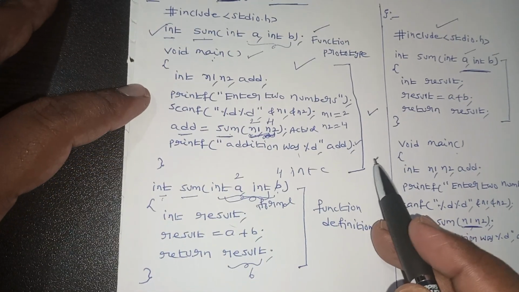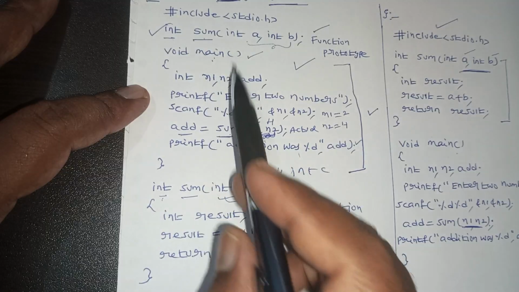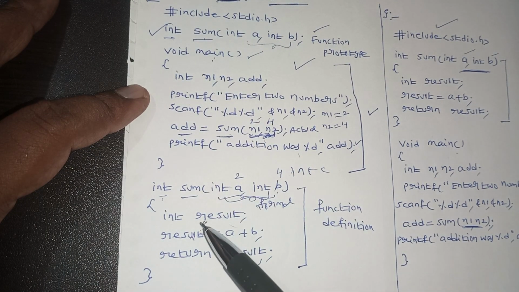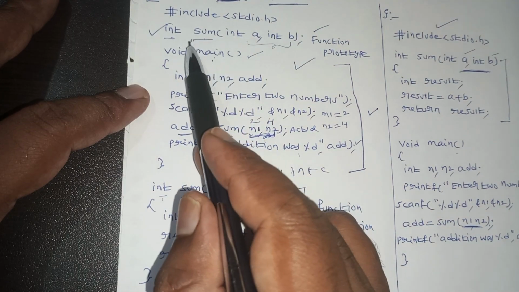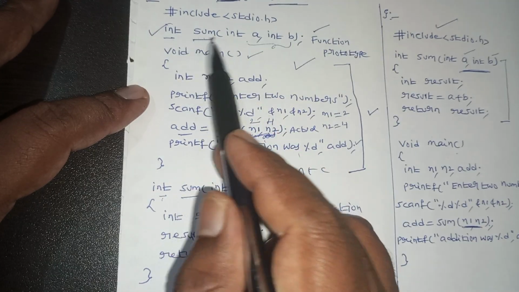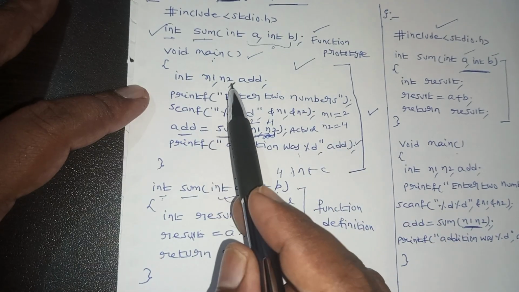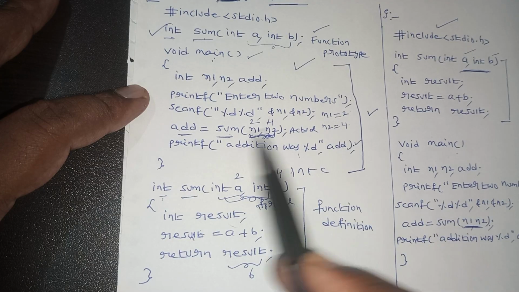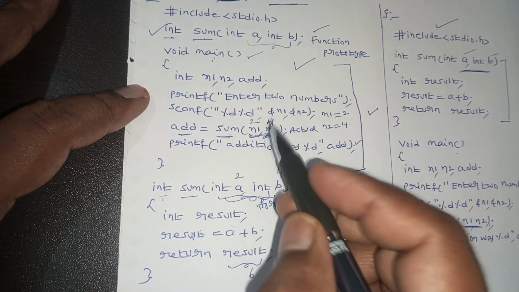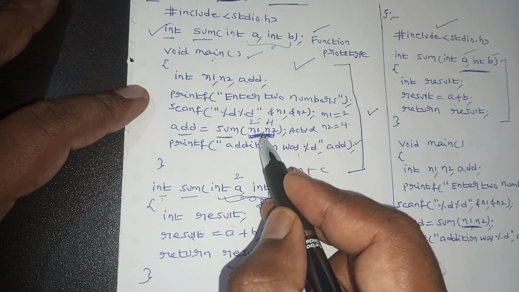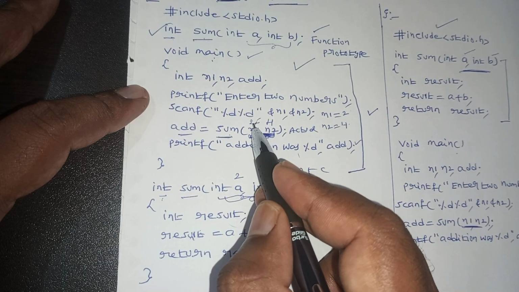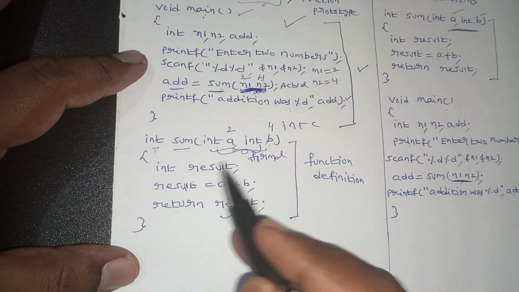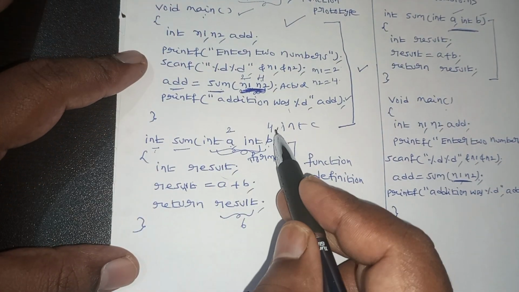Now come here, the main function. I am writing the user defined function below the main function, you have to make a note of that. So I am writing the function header, function prototype. n1 comma n2 comma add, three variables. I am taking n1 equal to 2, n2 equal to 4. So add equal to sum. See, I am passing arguments n1 equal to 2, n2 equal to 4. Then where will I go? Immediately I go to this location, a equal to 2, b equal to 4.